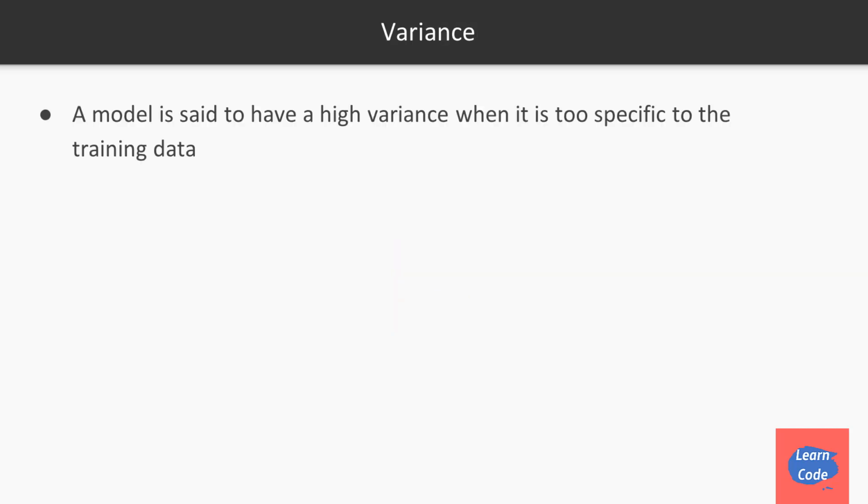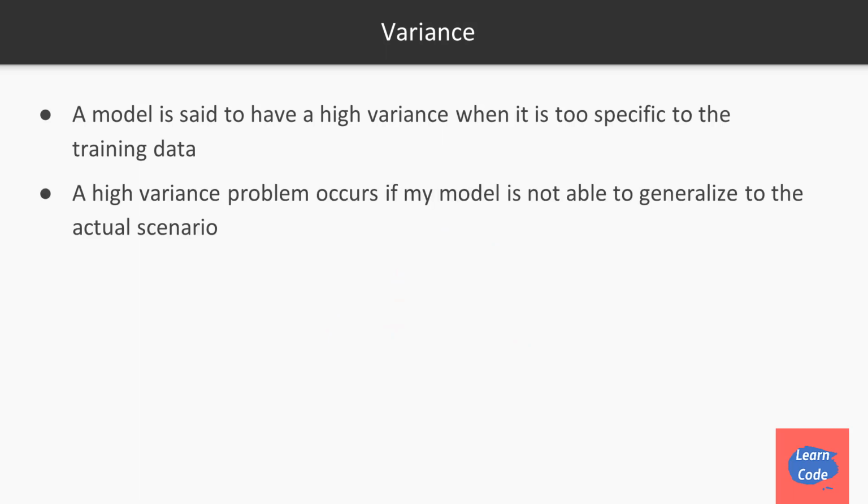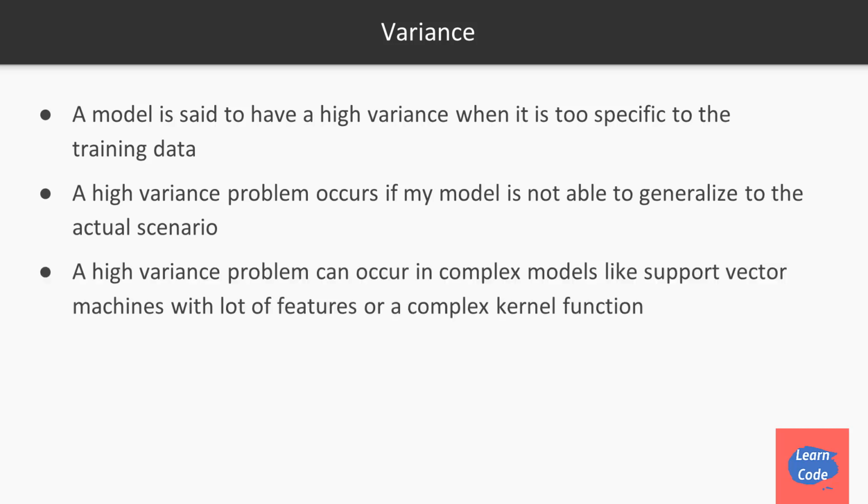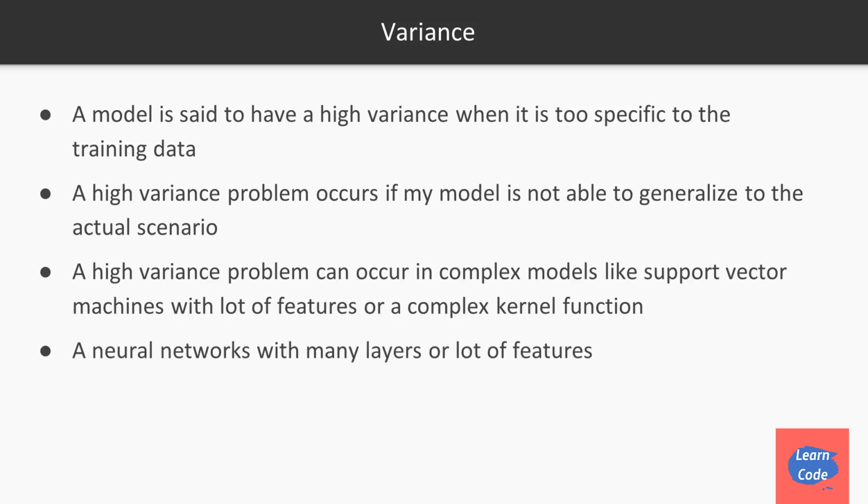A model is said to have high variance when it is too specific to the learning data. A high variance problem occurs if the model is not able to generalize to the actual scenario. A high variance problem can occur in complex models like support vector machines with lots of features or a complex kernel function. A neural network with many layers or lots of features is also another example where a high variance problem can occur.